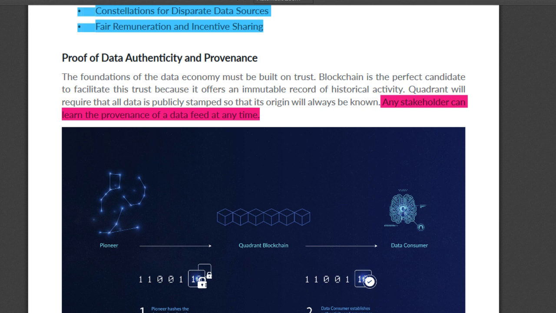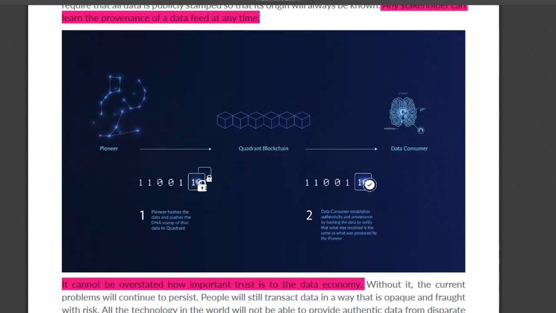So they're going to have a portal where you can check on all this stuff and see what the provenance is. Little diagram here if you're a visual learner. It cannot be overstated how important it is to be able to trust the authenticity of the data economy. Without it, current problems will continue to persist.